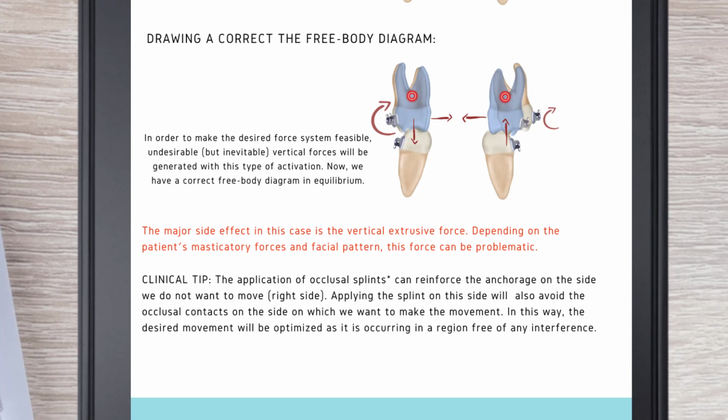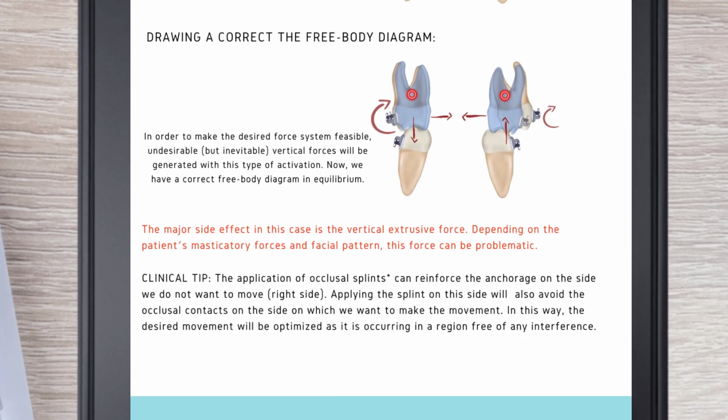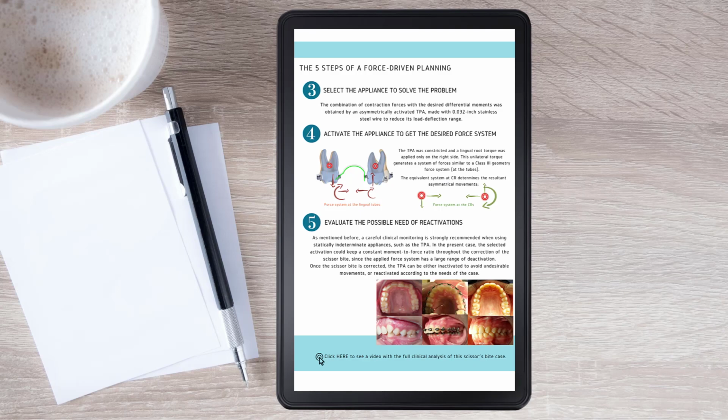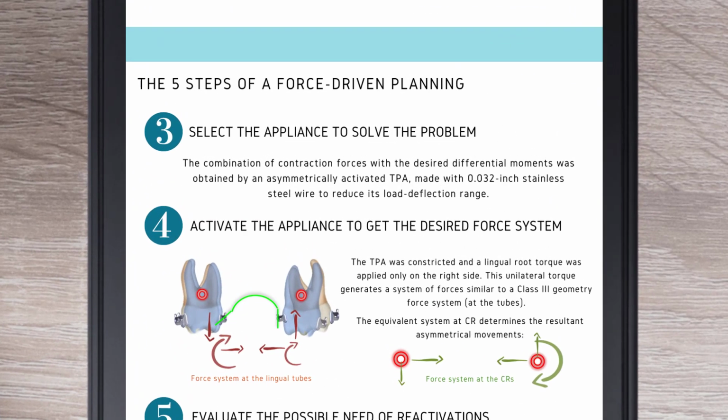As a clinical tip, the application of occlusal splints can reinforce the anchorage on the side we do not want to move, the right side in this example. Applying the splint on this side, we will also avoid the occlusal contacts on the side on which we want to make the movement. In this way, the desired movement will be optimized as it's occurring in a region free of any interference. If you want to learn more about this clinical tip, check the video occlusal splint in the description. Let's continue with step number 3, select the appliance to solve the problem.